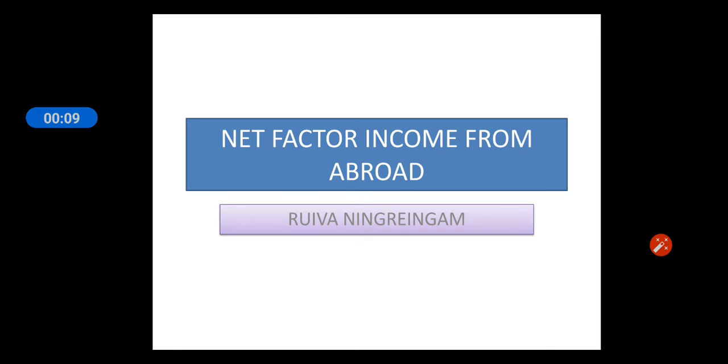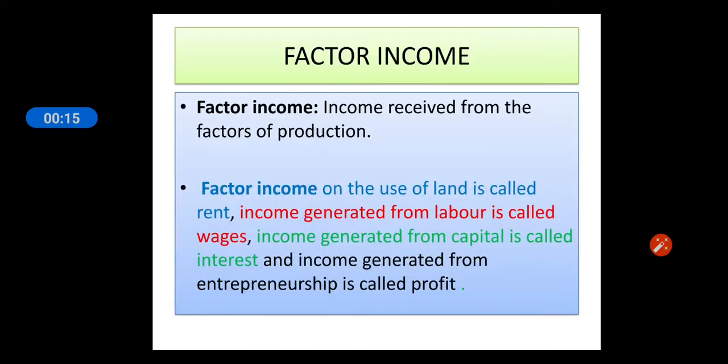To understand this concept, it is very important to understand the concept of factor income. Okay, so let us see what is factor income. Factor income is an income received from the factors of production. What are the factors of production? Land, labor, capital, and entrepreneur. Right? These are your factors of production.